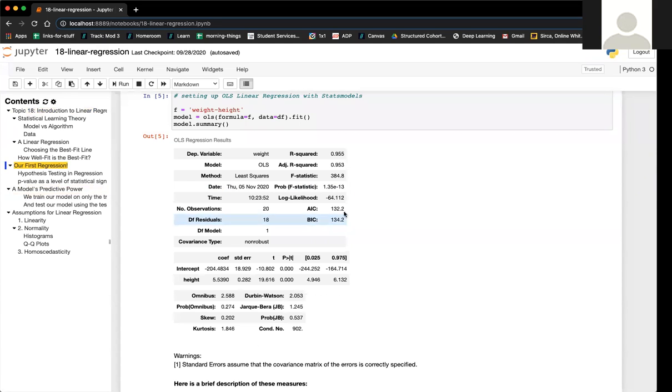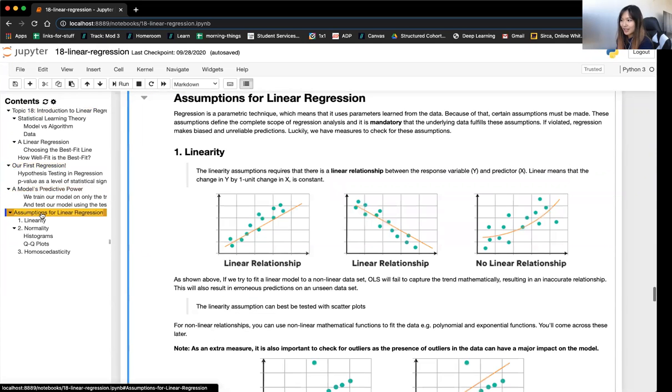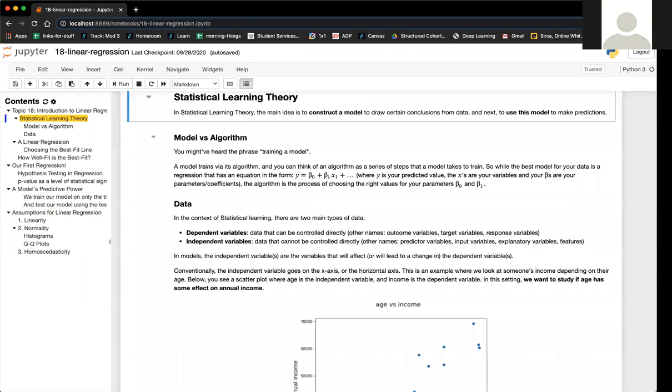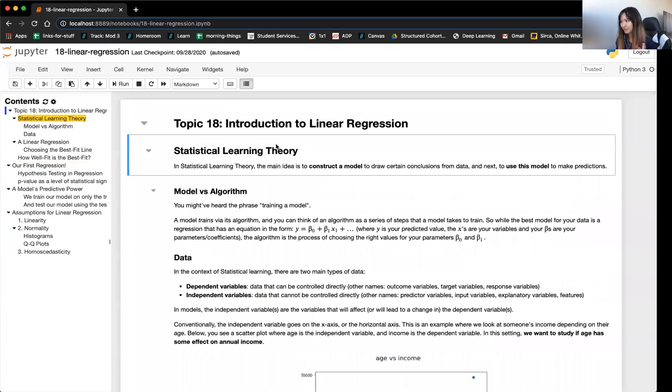We're going to look at predictive power of a model and some overall assumptions. Lots of things to go through. Hopefully, most of you have already seen some of this material, so we'll be a little bit less intense. But let's get started.